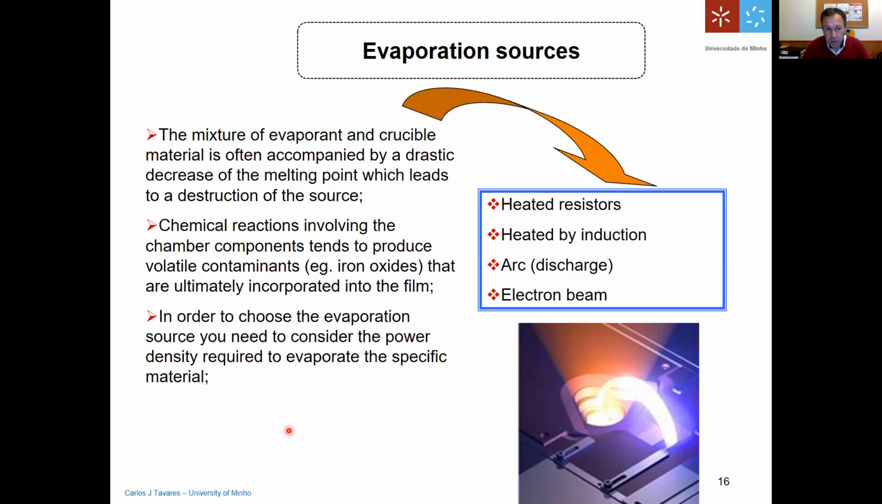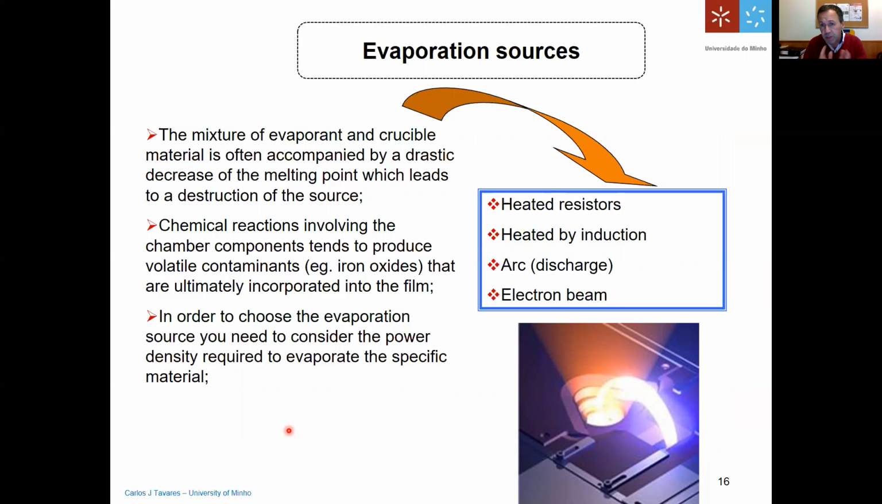You also have to avoid putting polymer materials inside, because if you're working at high temperatures, then the polymer materials start to degrade, and they will release a lot of gas. So they will degas, and this gas will contribute to the flux. So in order to choose the evaporation source, you need to consider the power density which is required to evaporate the specific material. You can melt these evaporant materials using different methods.